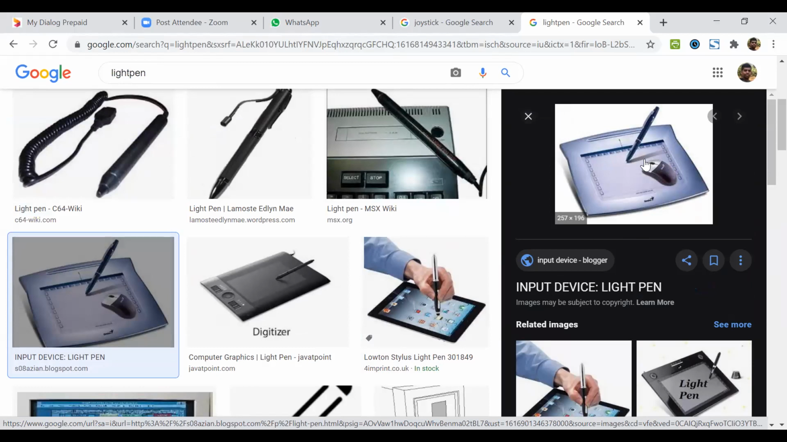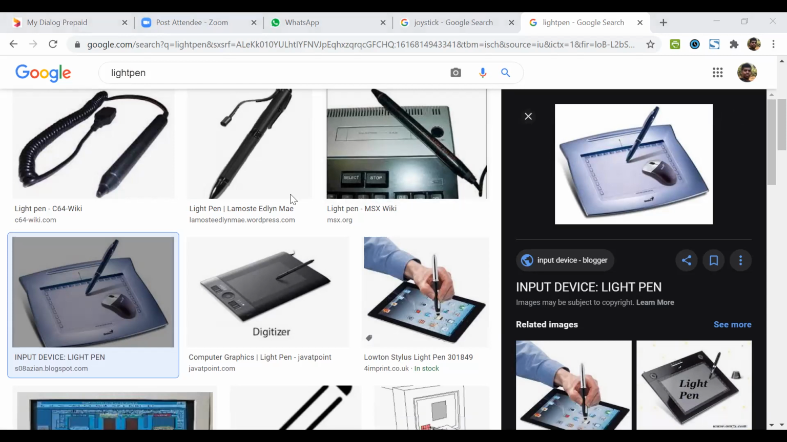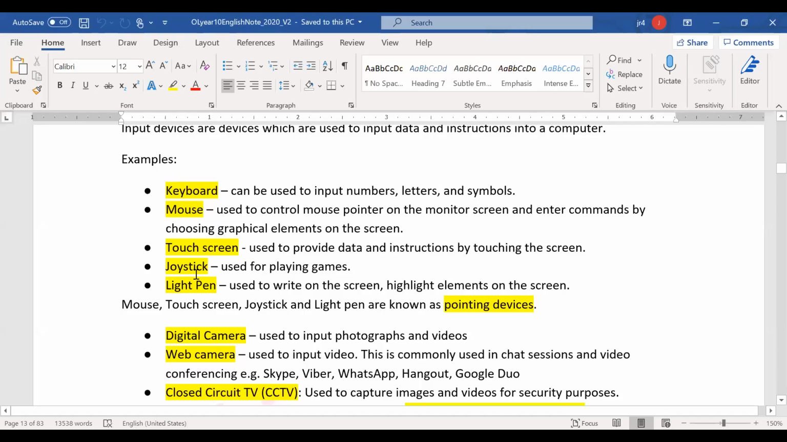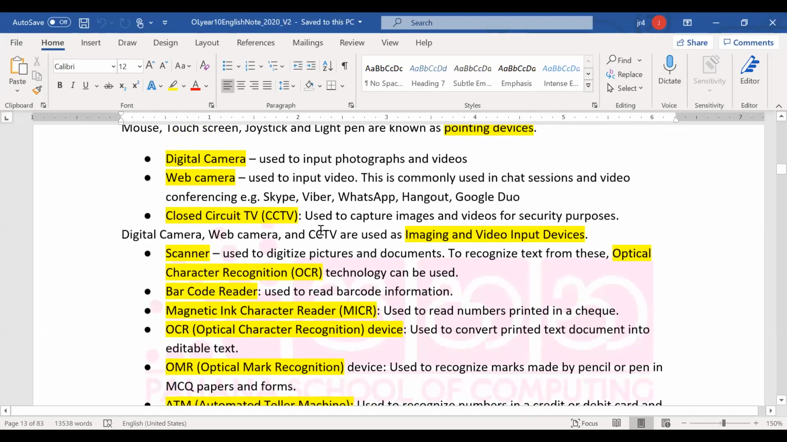People use this to draw graphics on the screen, and this will be a separate board that you connect through USB. When you write something on this pad, it will appear on the computer screen, right? So those are known as lightweight devices. As I told you, all these are known as pointing devices.